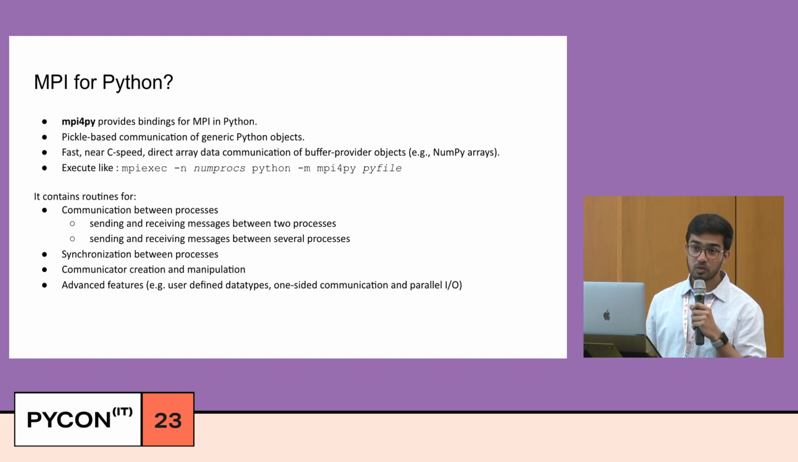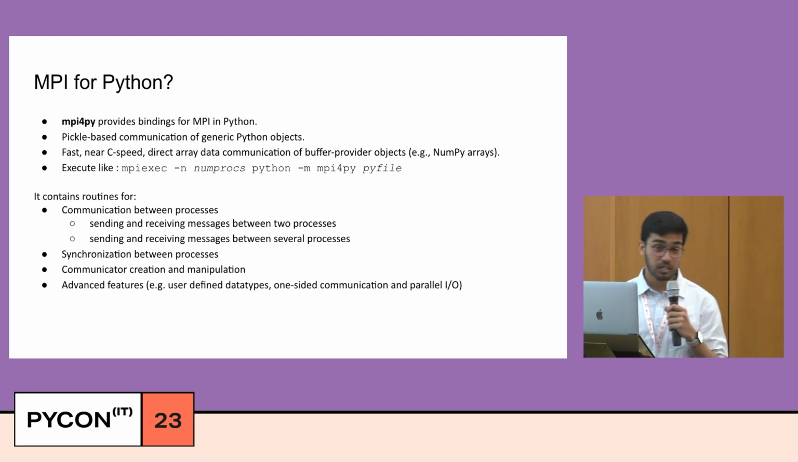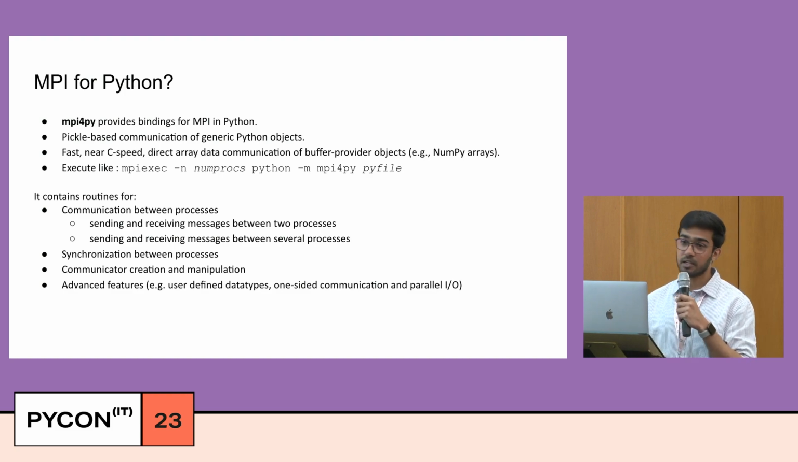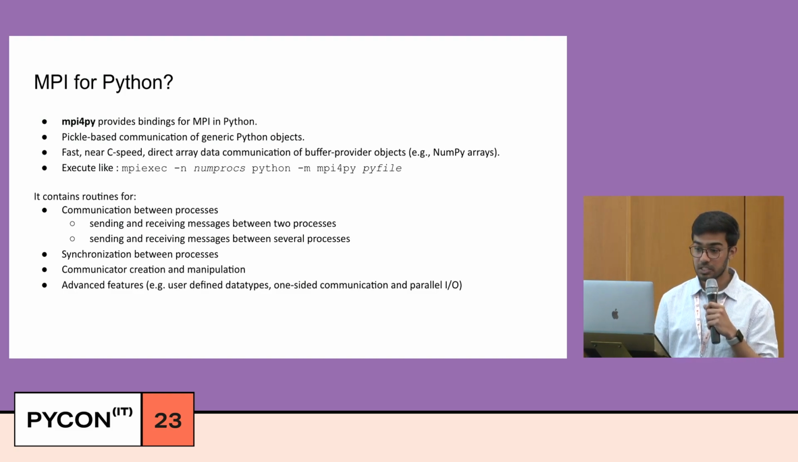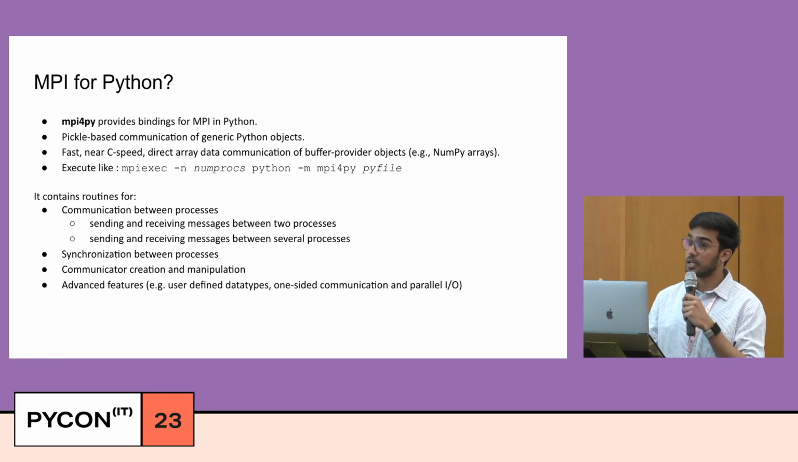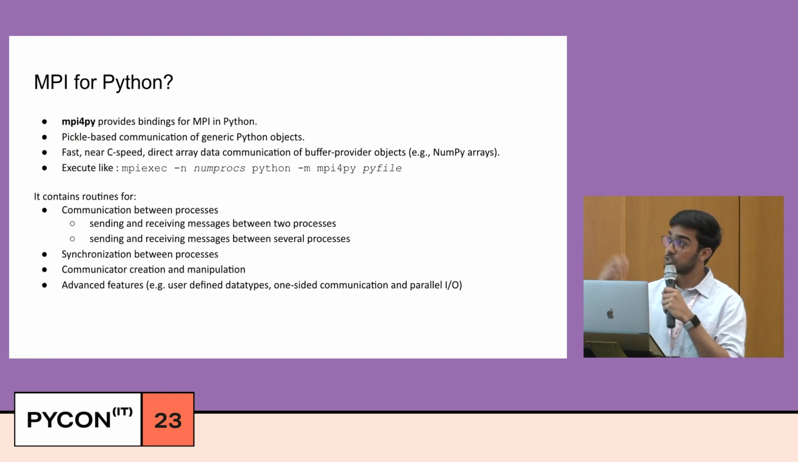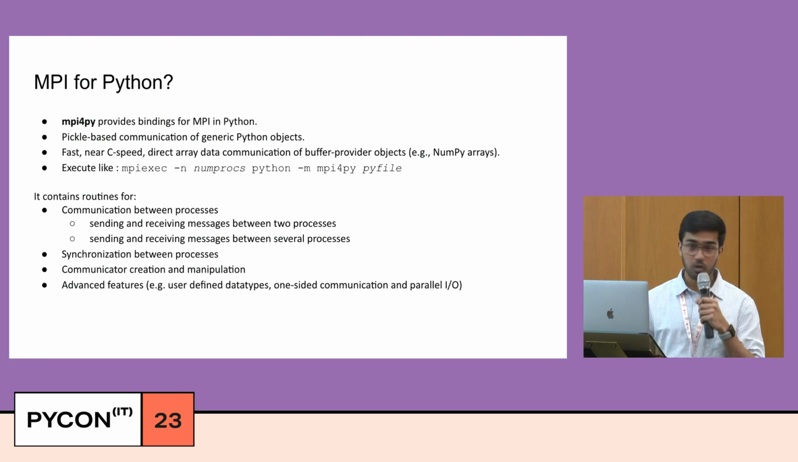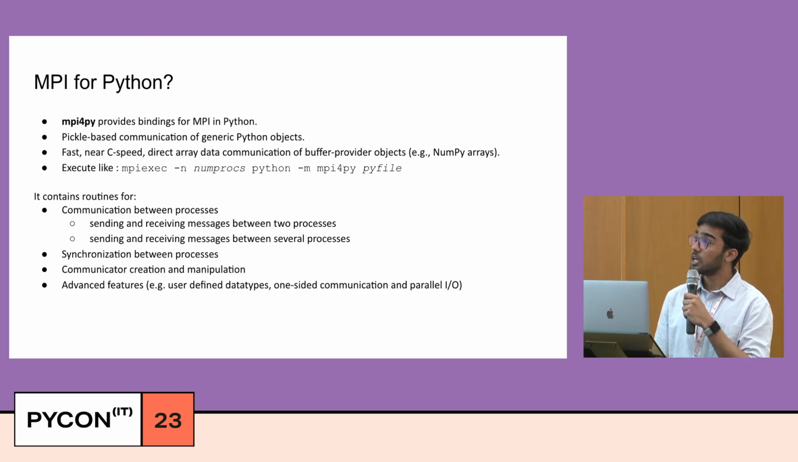We already know that C++ and Java have had bindings for MPI for a long time, C++ especially. So mpi4py is a library which provides bindings in Python. Now you can write parallel codes in Python. It is a really cool library because it's very fast. It's near C speed. It uses pickle-based communication, so some of you might also know pickle in general.